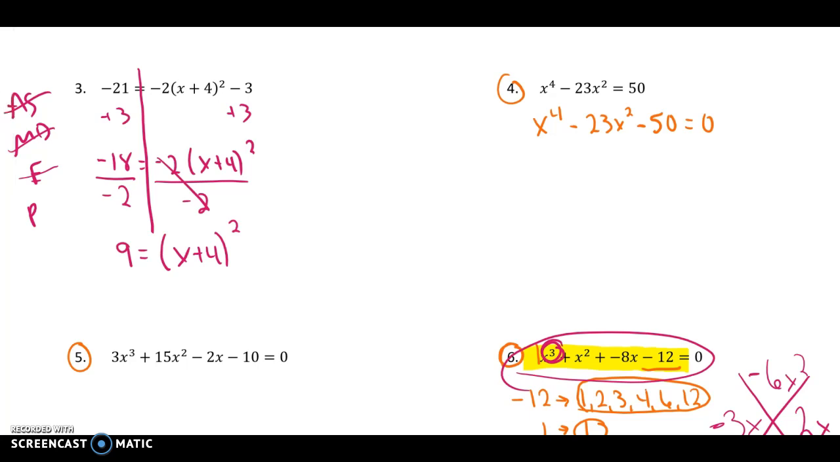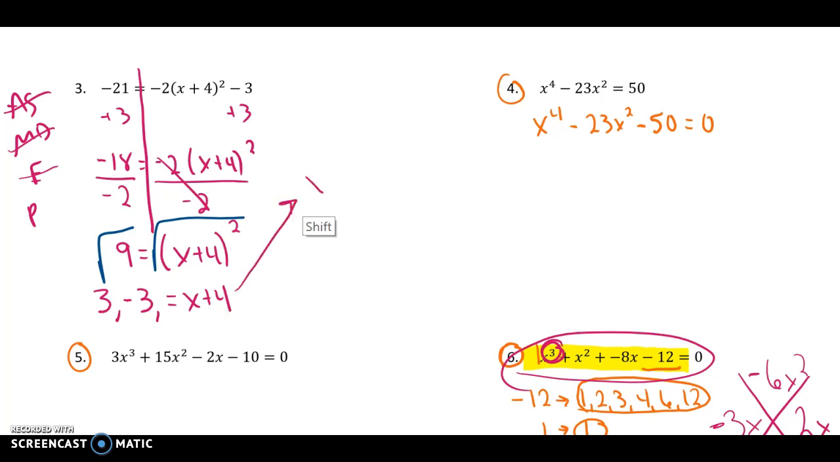So I'm going to square root this side and square root this whole side. Square rooting that 9 gives me not only 3, but it also gives me -3. And then square rooting the other side takes out that squared, so I'm just left with x plus 4. So now I actually have 2 problems to solve.